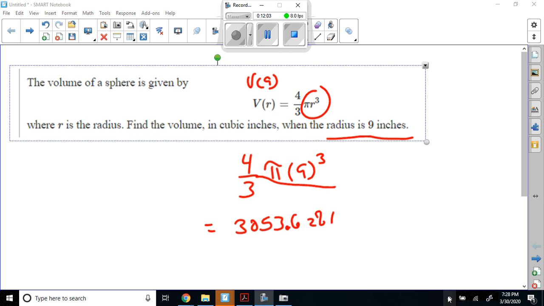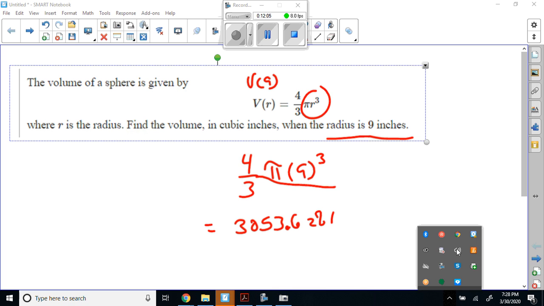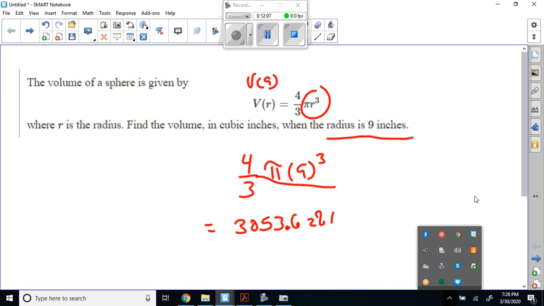Sir, I'm sorry, you got to do it again. Say, do what now? Yeah. I just multiplied 4 times pi times 9 cubed, hit enter, and divided by 3. That's the only thing I did.